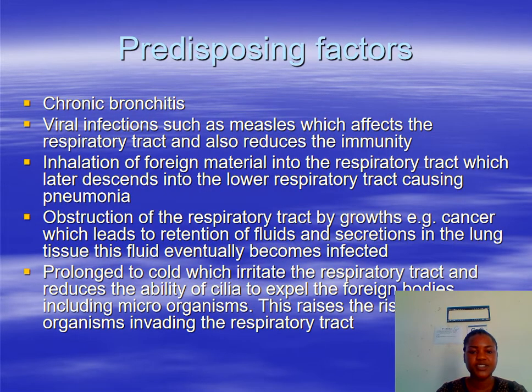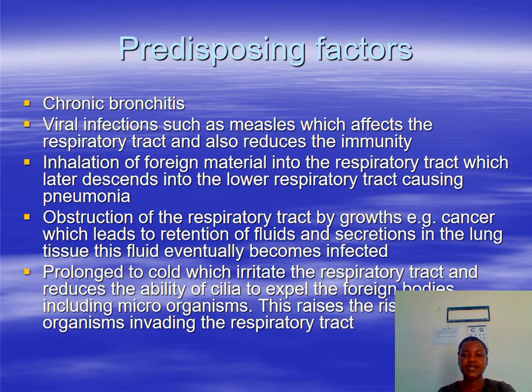Okay, so predisposing factors. What do you think are the predisposing factors of pneumonia? The following are predisposing factors of pneumonia. One, chronic bronchitis, which is inflammation of the bronchi. Then viral infections such as measles. Measles basically also affects the respiratory tract, and it also reduces the immune system.